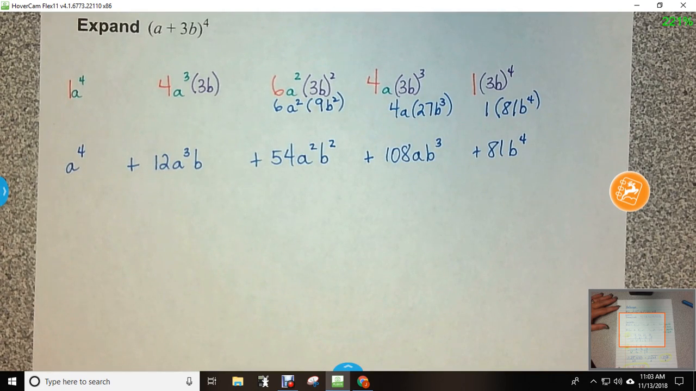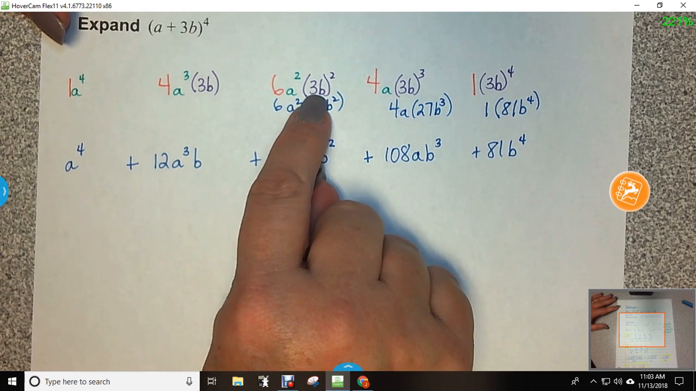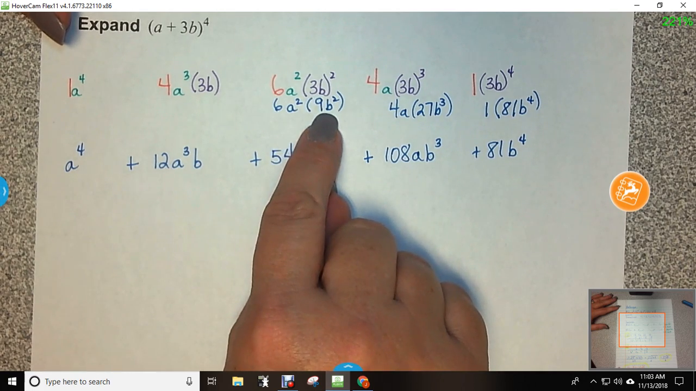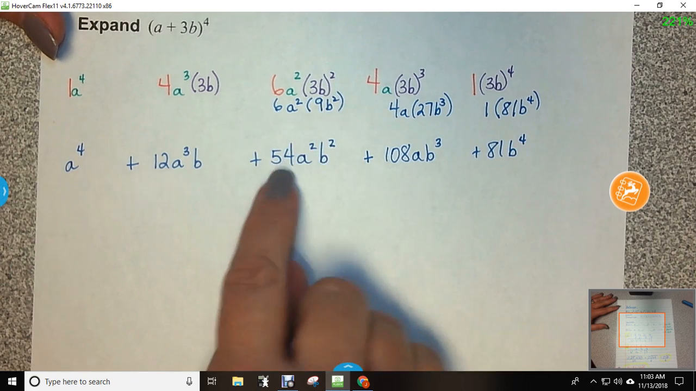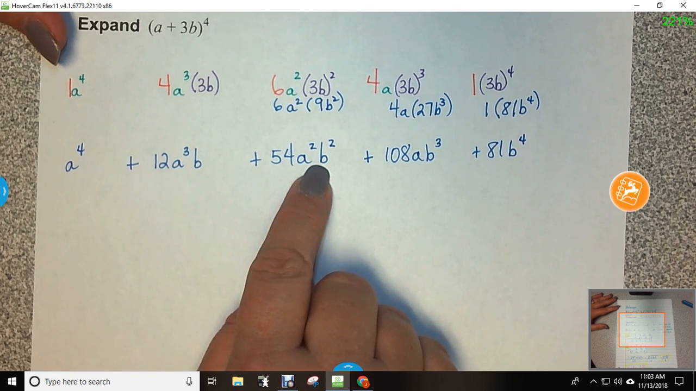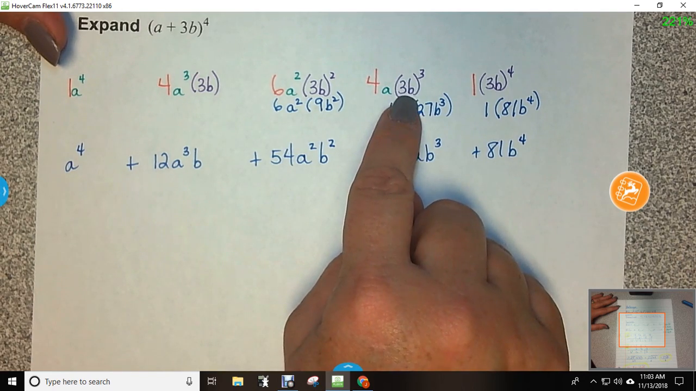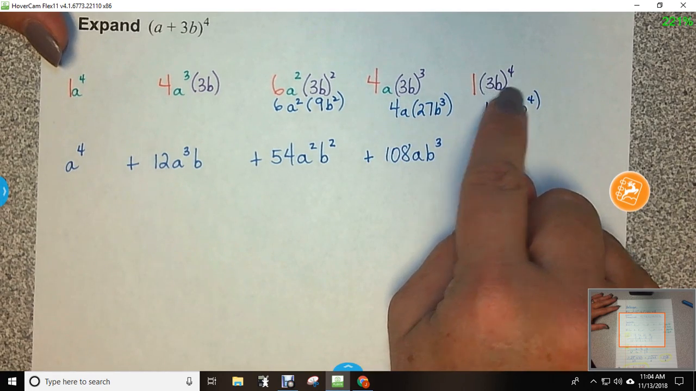So guys, here's the part you've got to remember. When you have (3b) squared, that whole parenthesis is squared. You have to square the number and the b, so you get 9b squared. And then you have 6 times 9, which gives me 54a squared b squared. For the next two terms, you have to cube the entire 3b and take 3b to the 4th power.